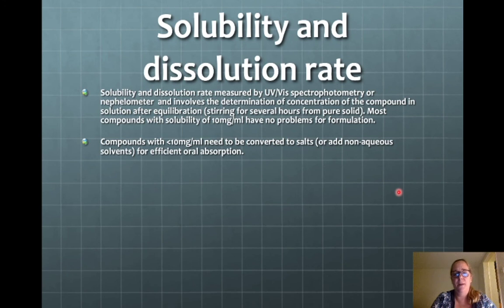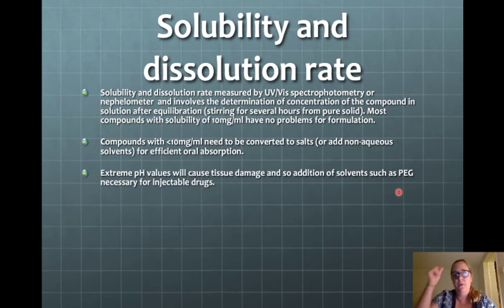Compounds with less than 10 mg per ml need to be converted to salts, or you add a non-aqueous solvent for efficient oral absorption. Also, if you've got extreme pH values, these may cause some damage to tissue, so that's not ideal. And so the addition of solvents such as PEG, polyethylene glycol, is necessary for injectable drugs.